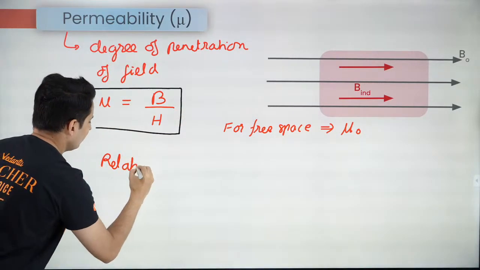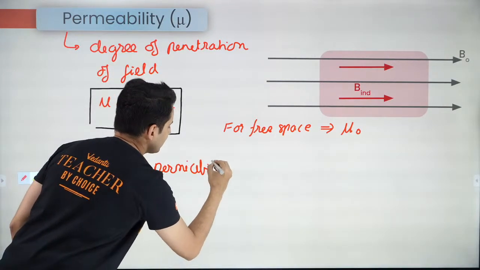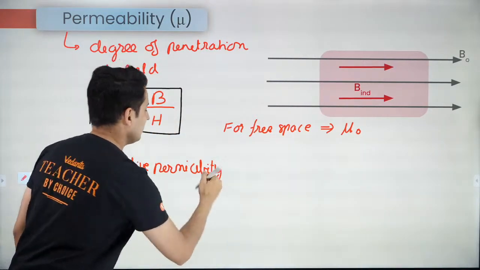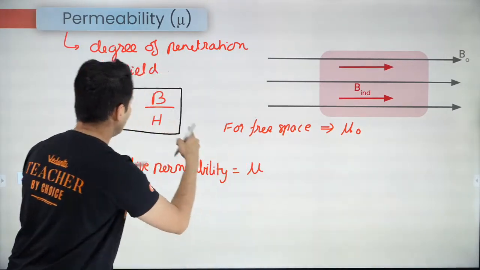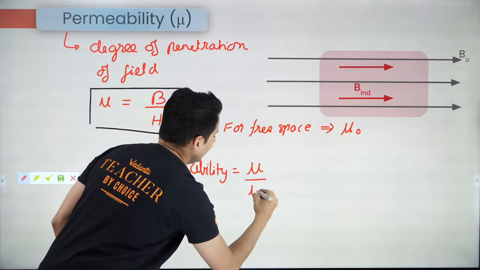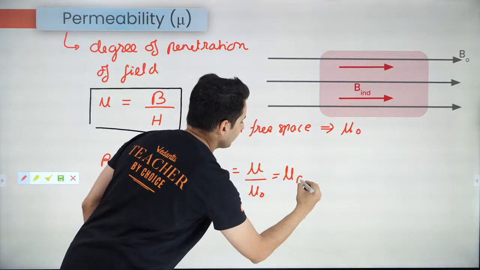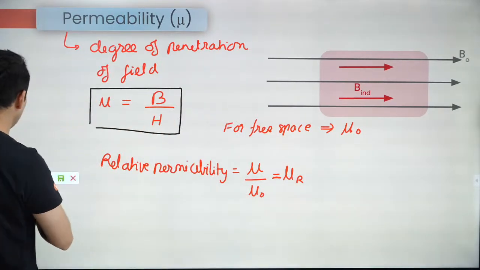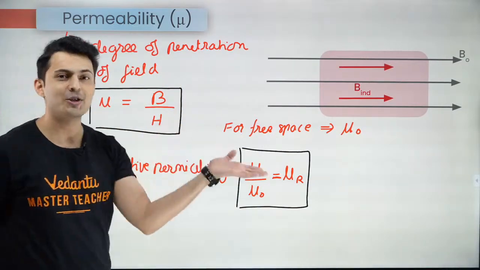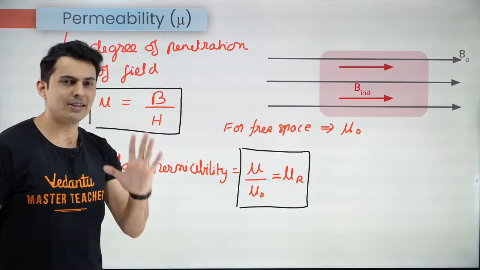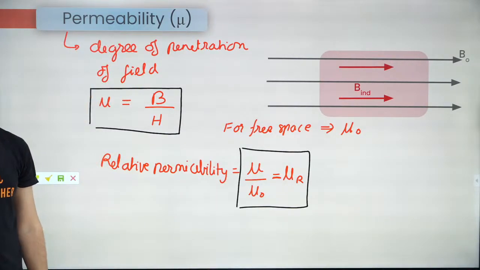So relative permeability is nothing but how much is the permeability of a material divided by the permeability of free space, and the symbol for that is mu r. This is something like your dielectric constant, which is the ratio of epsilon and epsilon naught. This is relative permeability. Very, very important.